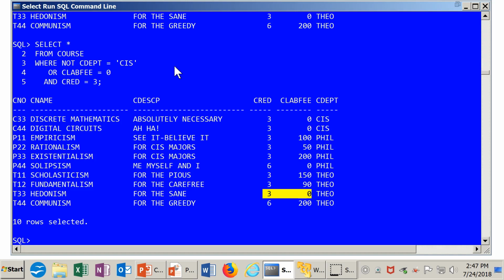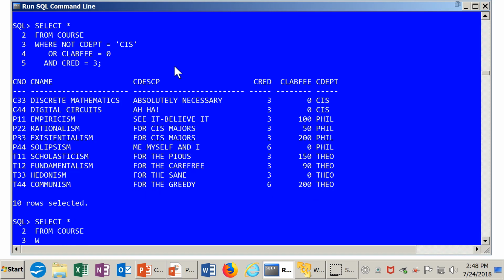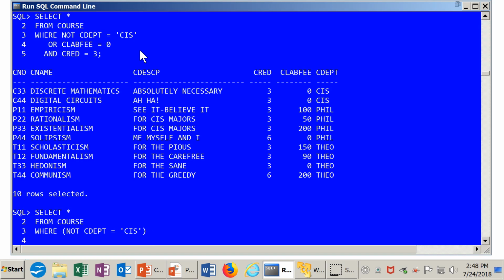So we can use parentheses for another reason. Sometimes, instead of using parentheses to alter the order of evaluation, we could add them to provide clarity. Let's suppose we try this query by saying select asterisk from course where, and we want to say, well, the not C department equal CIS was kind of independent of the rest of the stuff. So we'll isolate that by putting it in parentheses, and this hopefully will add clarity. So now that's treated by itself, or, and what else do we have? Then these two things are combined together with the and. So we'll put those in parentheses.